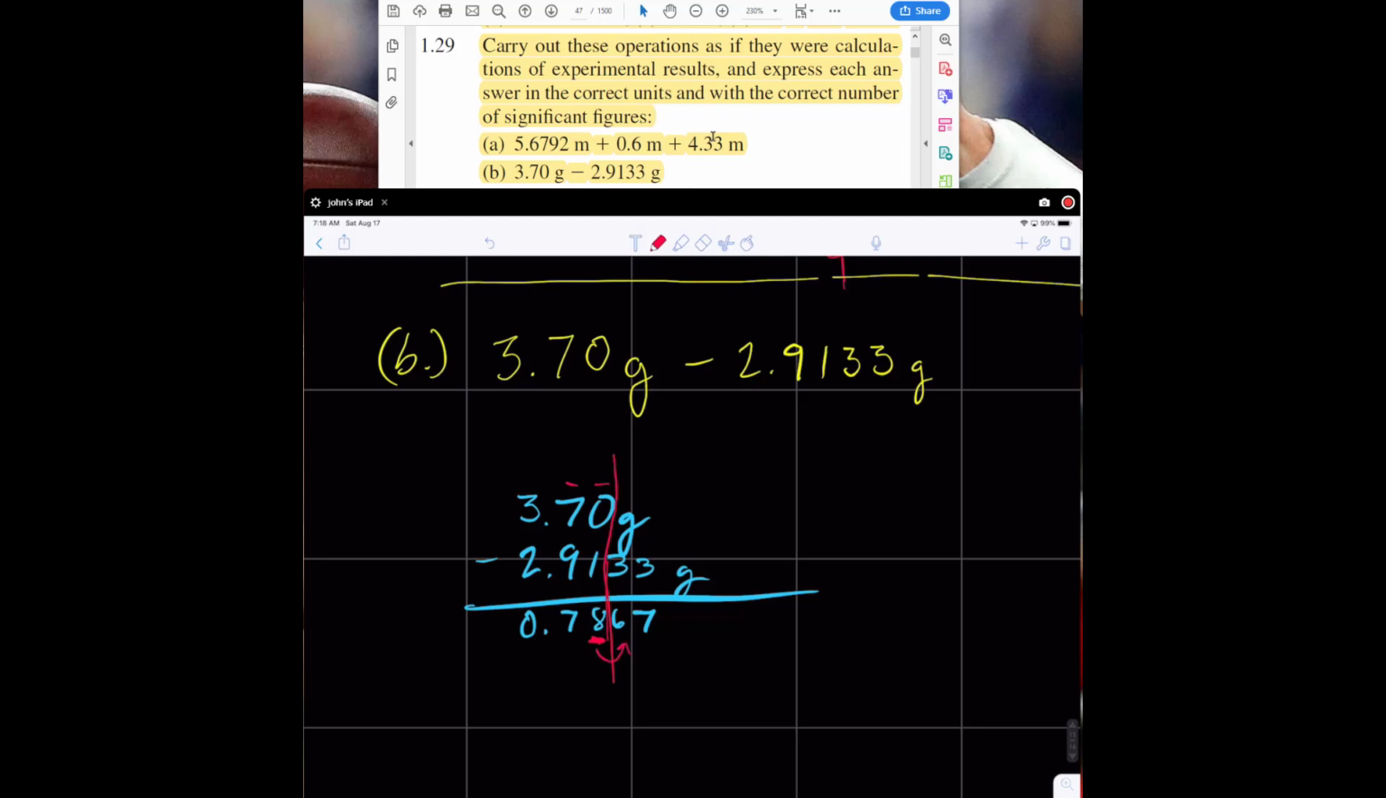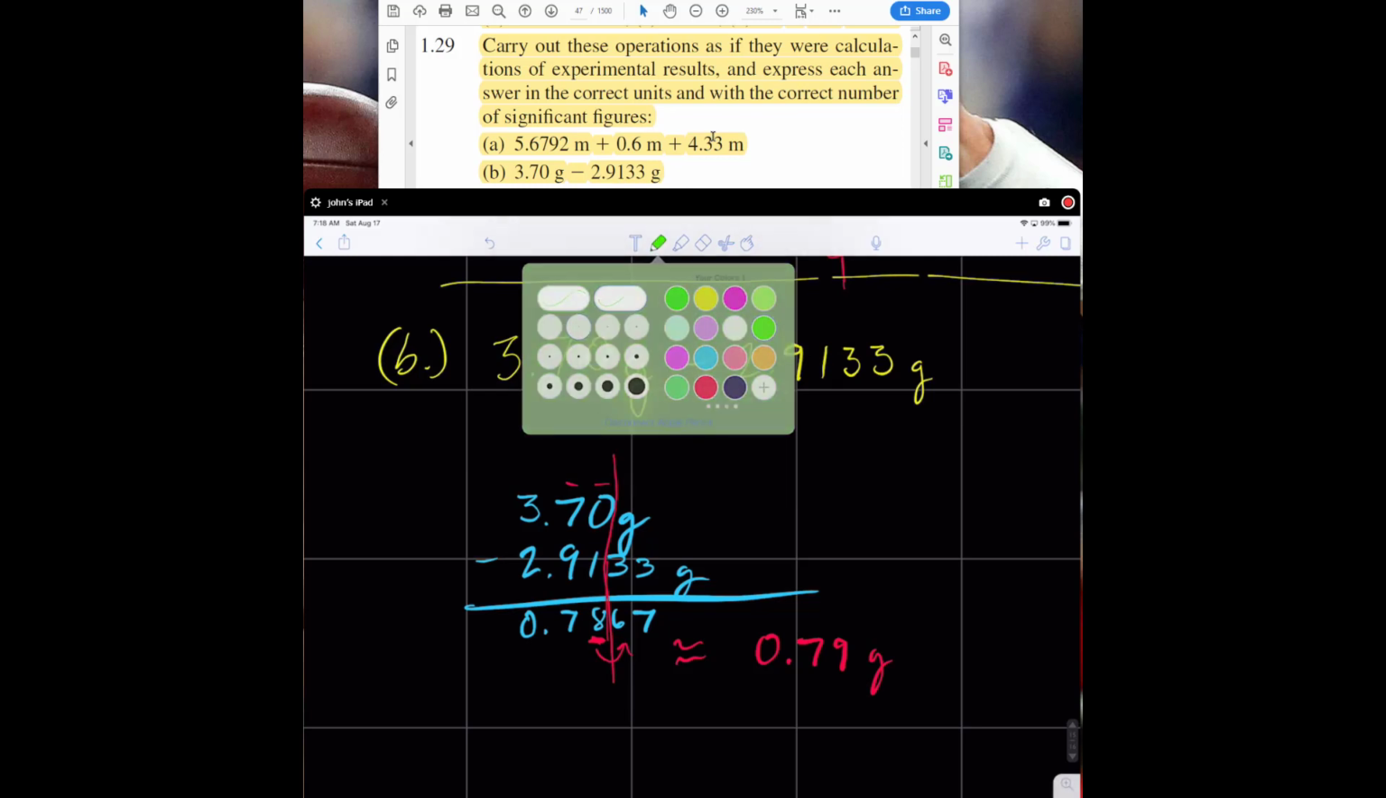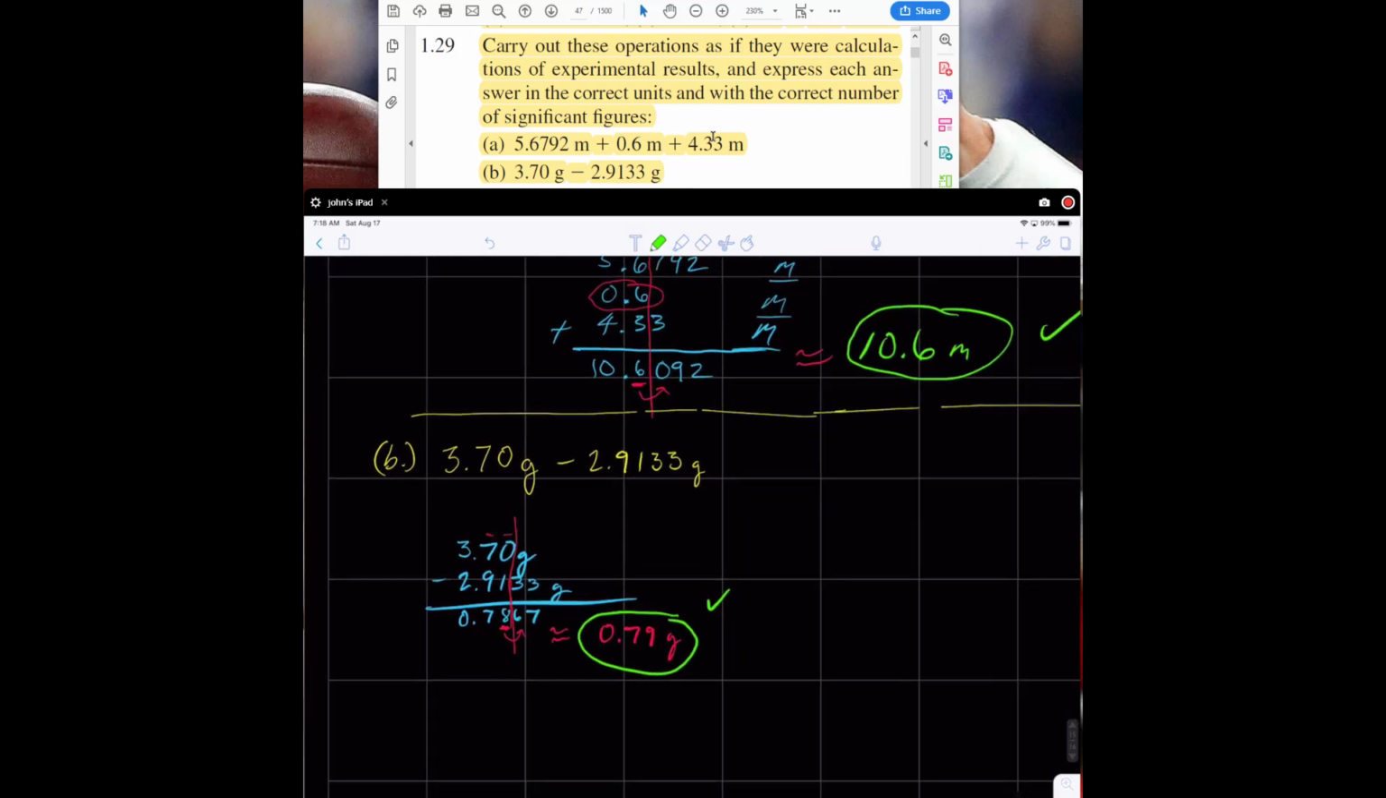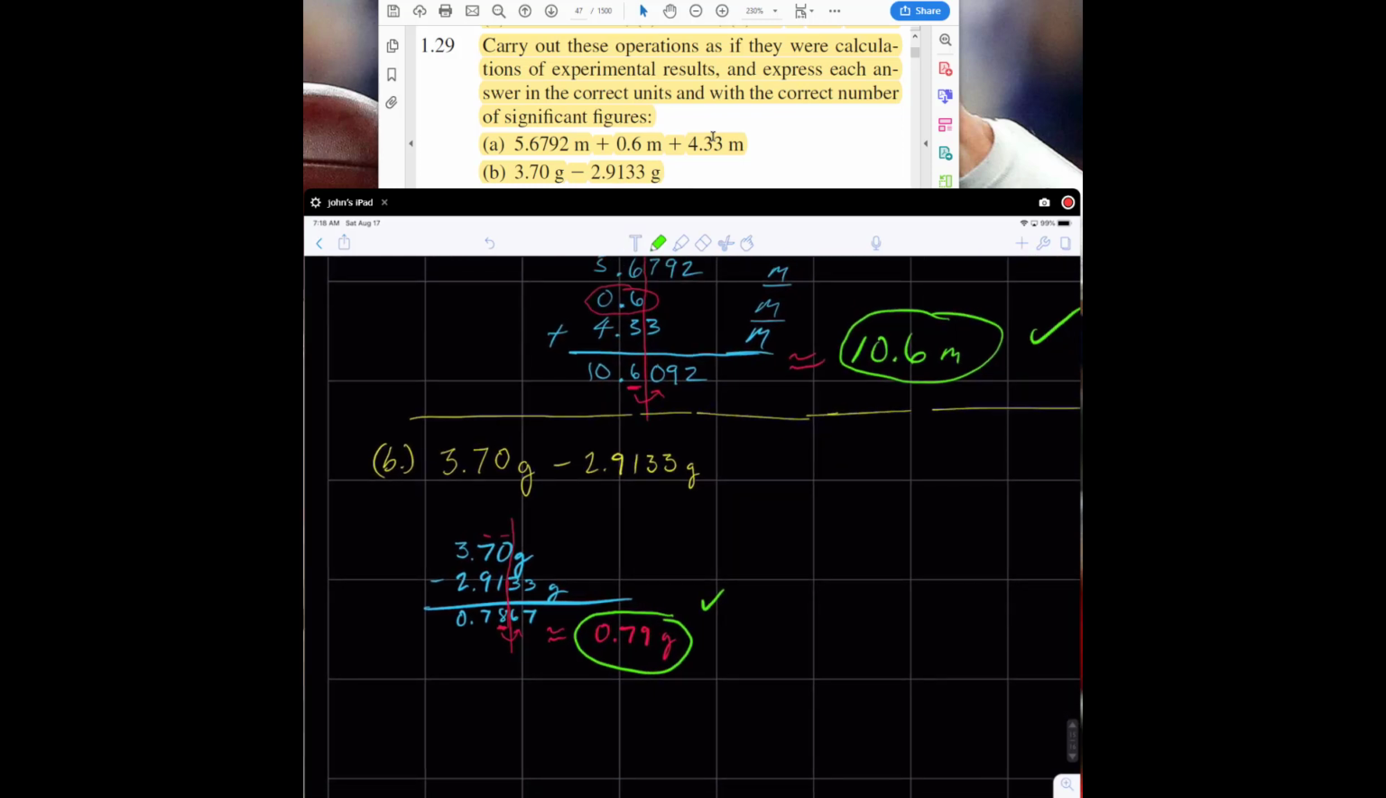So we're looking at the 8 and the neighbor 6. That means that we're going to round this answer to 0.79 grams. And the textbook confirms this solution.